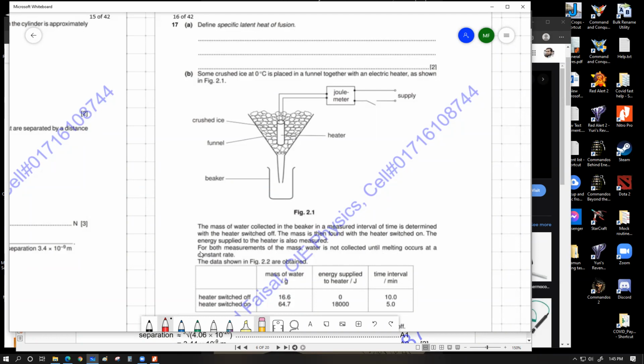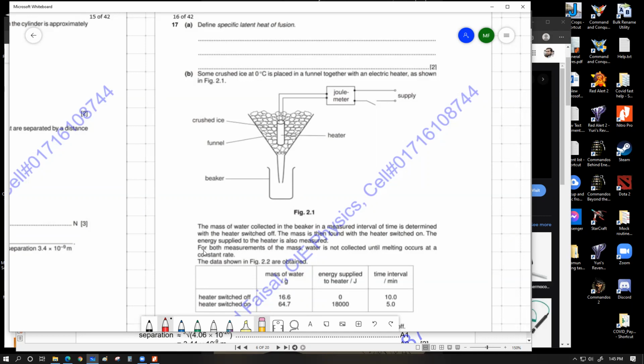This line is a very important line. For both measurements of the mass, water is not collected until melting occurs at a constant rate. It means we have to observe the dripping of the water out of the funnel to reach a uniform rate. So how many drops are falling? Once you visually confirm that the water drops are falling at a constant or uniform rate, only then should we place the beaker under the funnel, start the stopwatch, wait, measure the time, and then as we stop the stopwatch, we should remove the beaker.